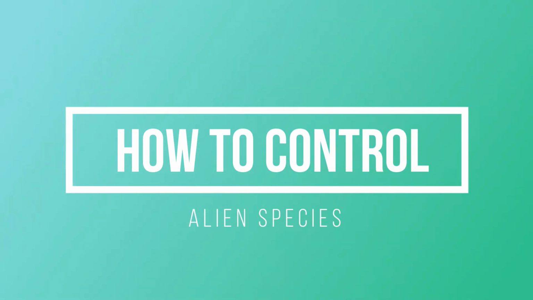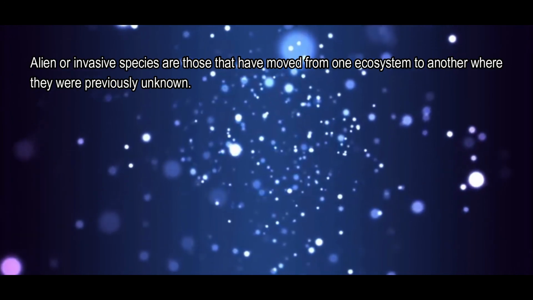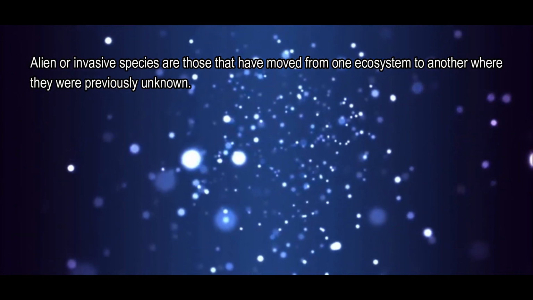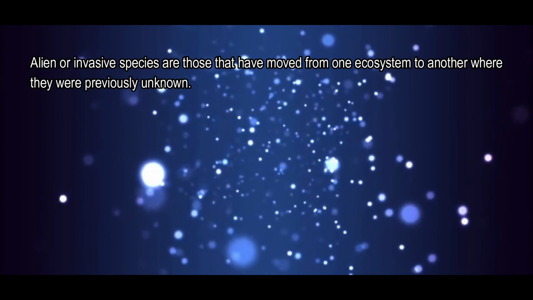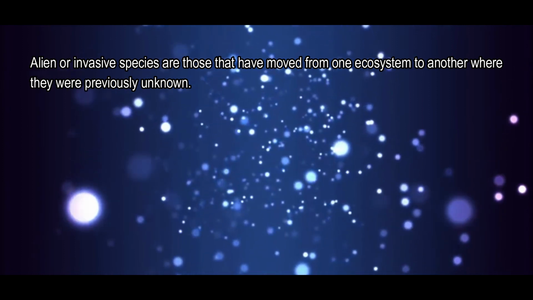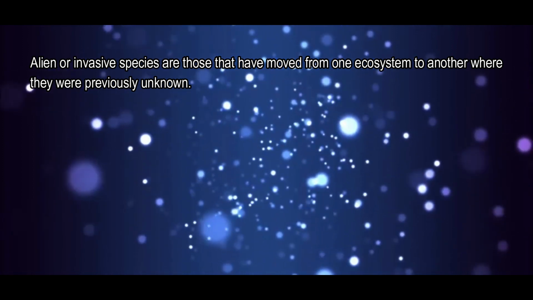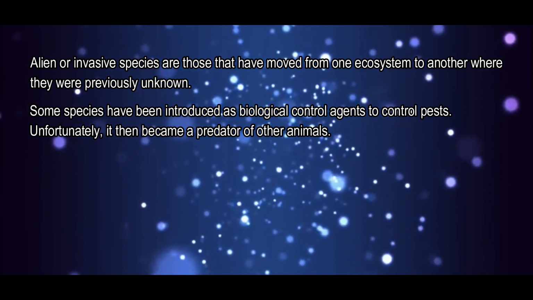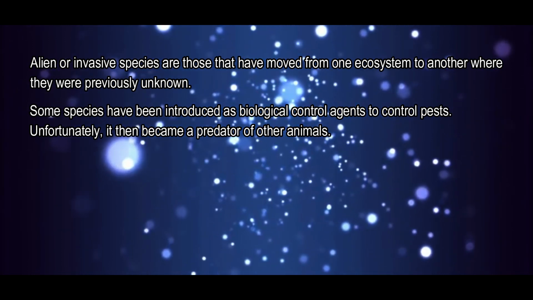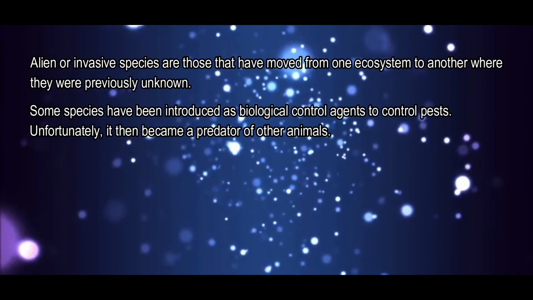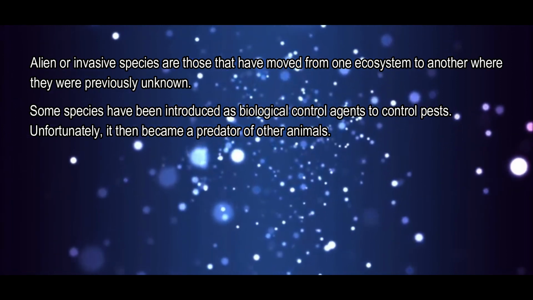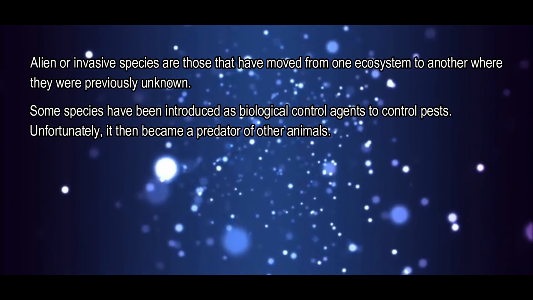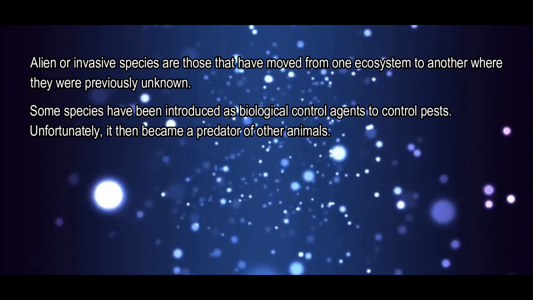Now, we're going to discuss how to control alien species. Alien or invasive species are those that have moved from one ecosystem to another where they were previously unknown. Some species have been introduced as biological control agents to control pests. Unfortunately, it then became a predator of other animals.